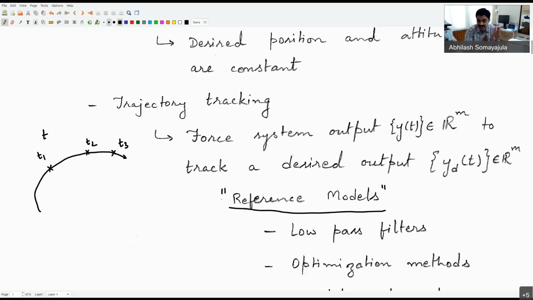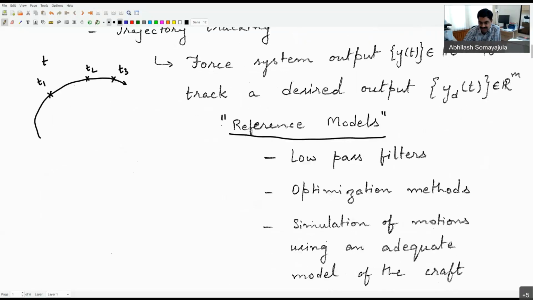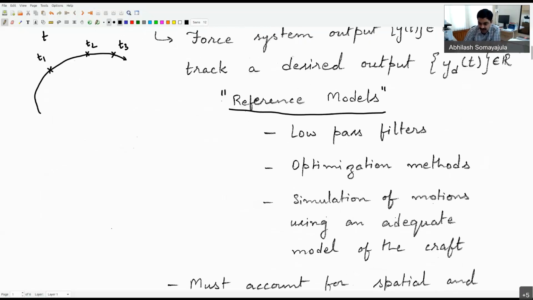There's a possibility that when I actually do my experiment, my simulation model may differ slightly from my experiment, but still I'm at a much better starting point than giving it a very obscure path which it may not be able to follow. Right? So that is one way to do it, definitely, which is called the simulation of the craft using an adequate model of the craft. That's what you see. But then there are two other methods as well.